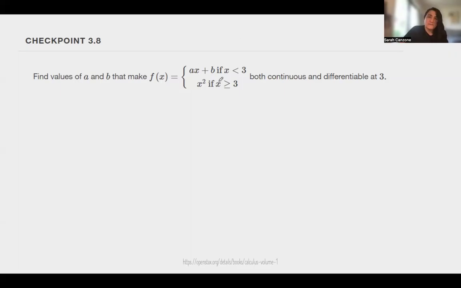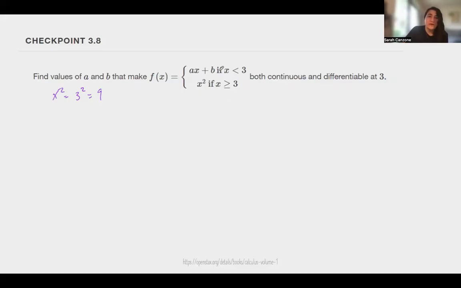So we're looking for an a and b such that that is true. Well, we know that we're looking at 3. Here we have x squared, and we have ax plus b. So first of all, if we need them both to be continuous and differentiable at 3, we know that one of them has to be x squared. So if x is 3, we can just plug that in. So x squared is, well, 3 squared, which is 9. So we know that this function here is going to be equal to 9.